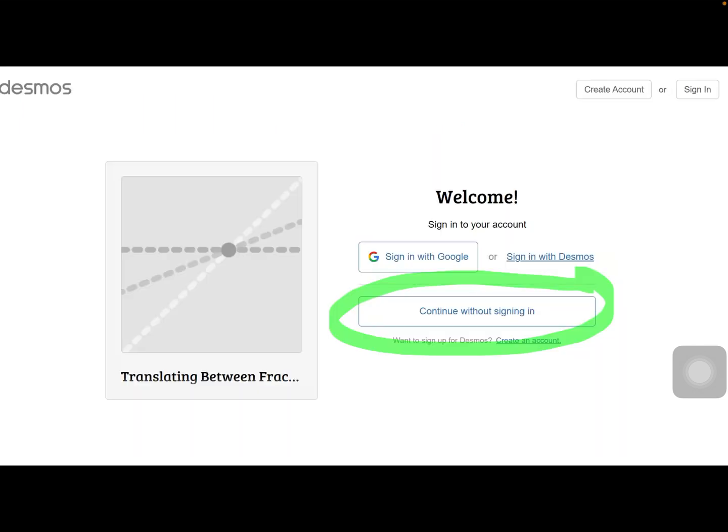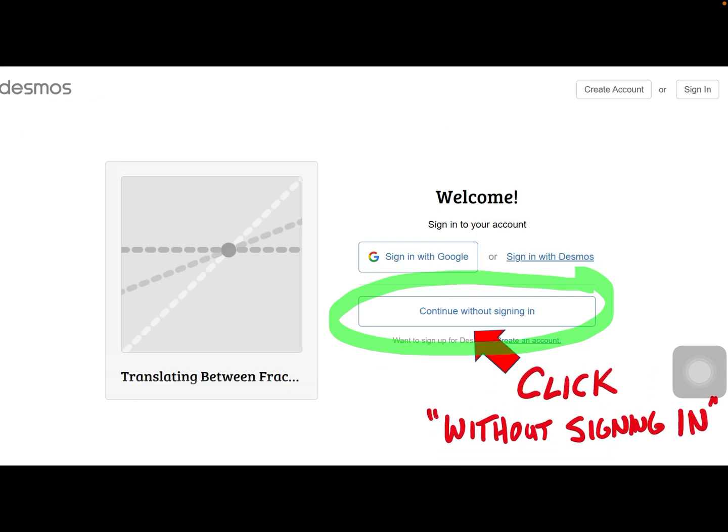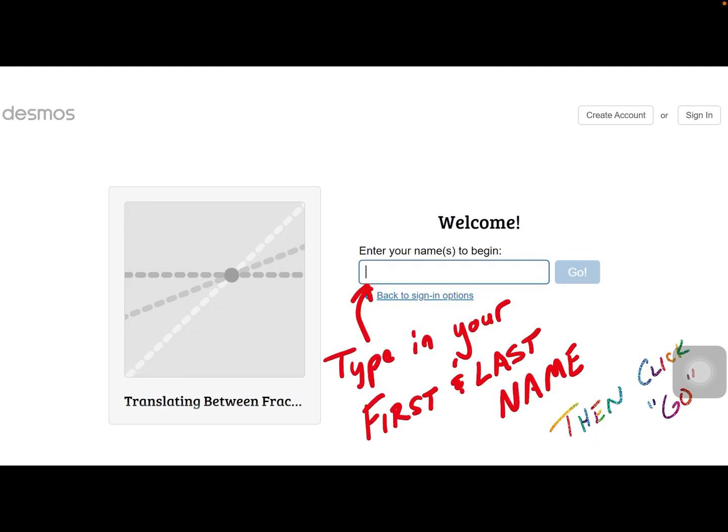Okay, once you're in the Desmos activity, you should come to this screen. We are not going to log in with Google or sign in with Desmos. What you're going to do is click continue without signing in. You're then going to get to this screen that says enter your names, and you can just put your first and last name. I am fine with whichever order, it doesn't really matter. So first and last name, and then you're going to click go. That is going to take you to the activity.